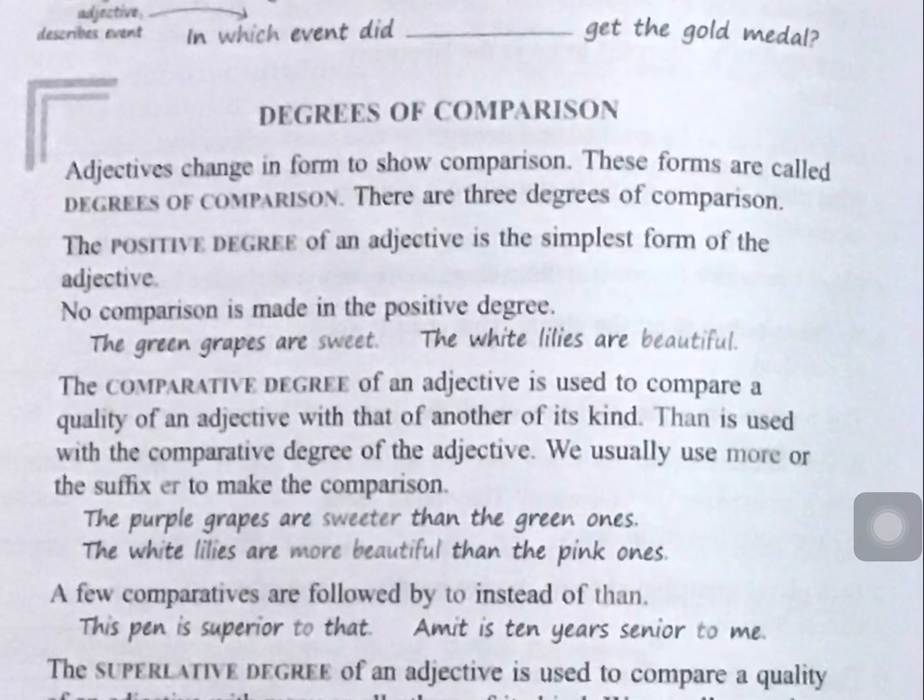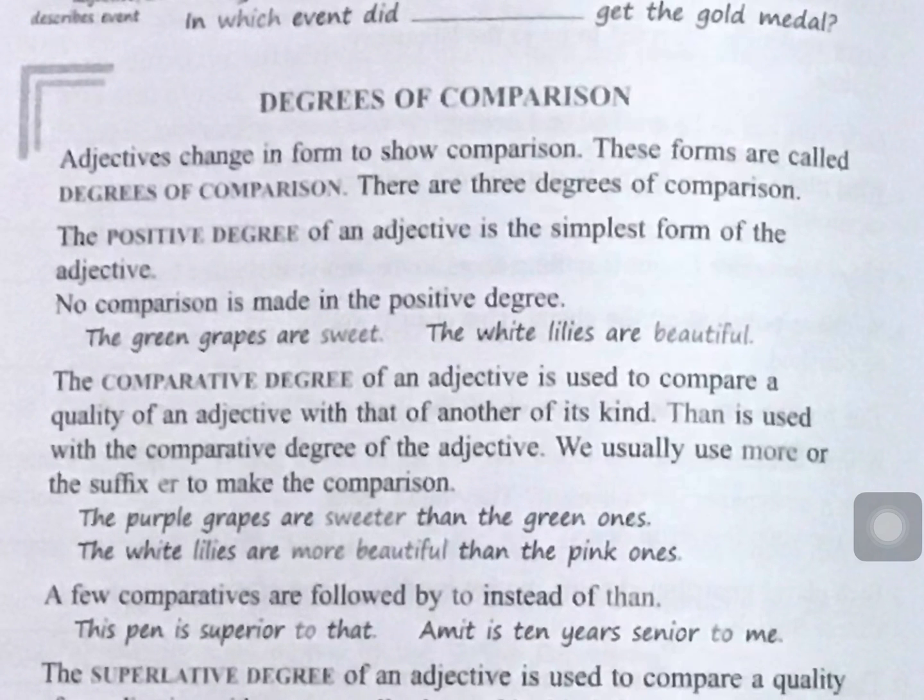Now, at a bit deeper level we are going to learn in your grammar and more. Adjectives change in form to show comparison. They change in form, meaning some of the words will be added, some will be excluded. These forms are called degrees of comparison. There are 3 degrees of comparison. What are they? The positive degree of an adjective is the simplest form of the adjective. No comparison is made in the positive degree. That's why we will call it the simplest form.